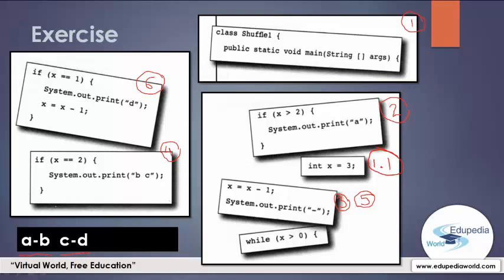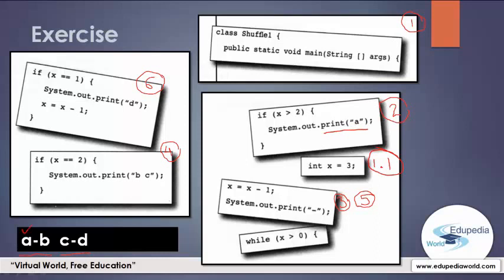And now we got the if statement. If x is greater than 2, you can print letter A. As the value of the x is 3, yes, 3 is greater than 2. So we can have this print A part. That means we are done with this.